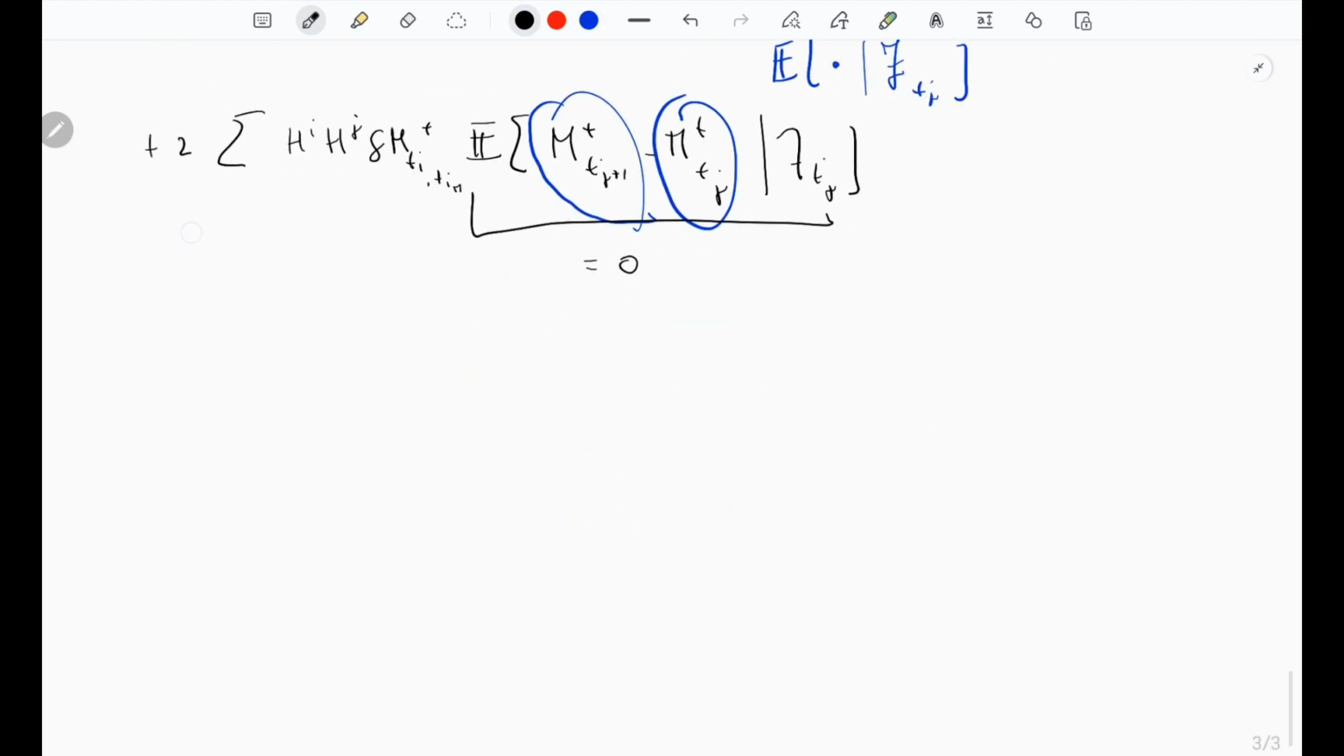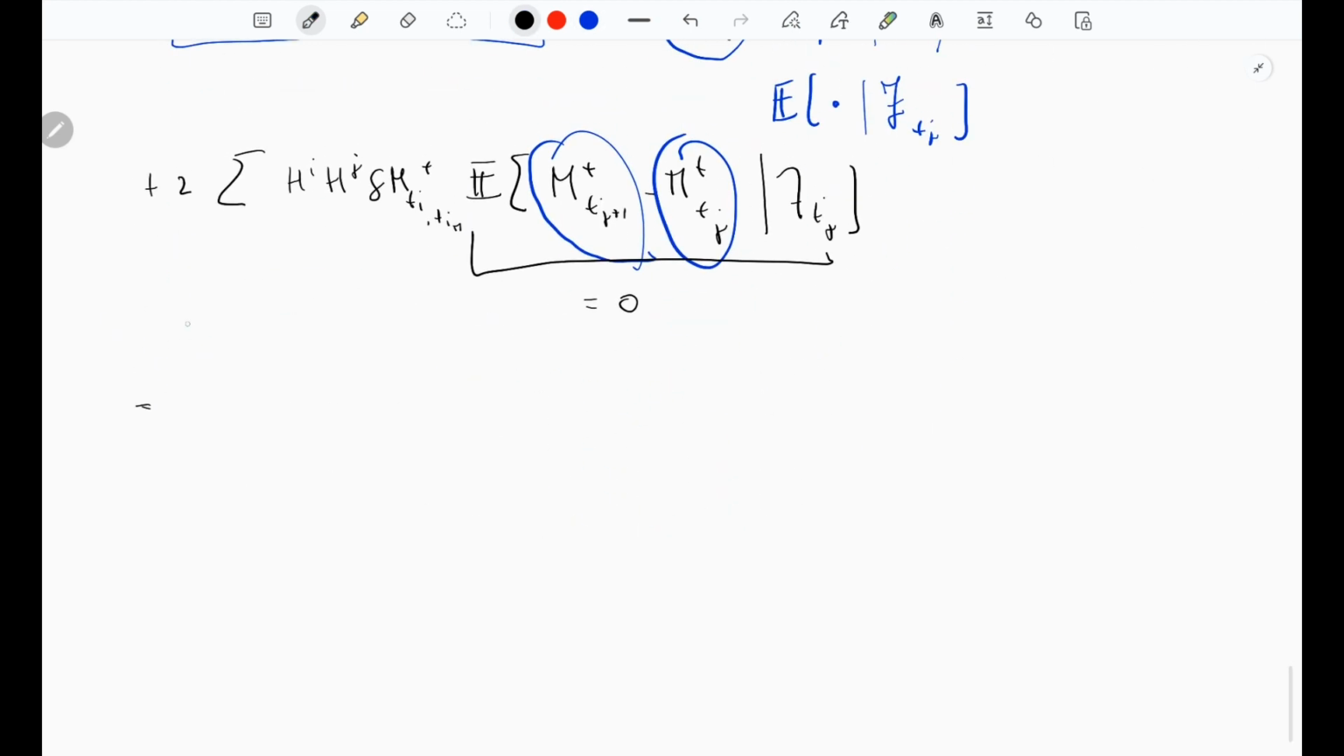But then you can prove, so now you start bounding. You can bound this with c, the increment squared. And you can prove that.